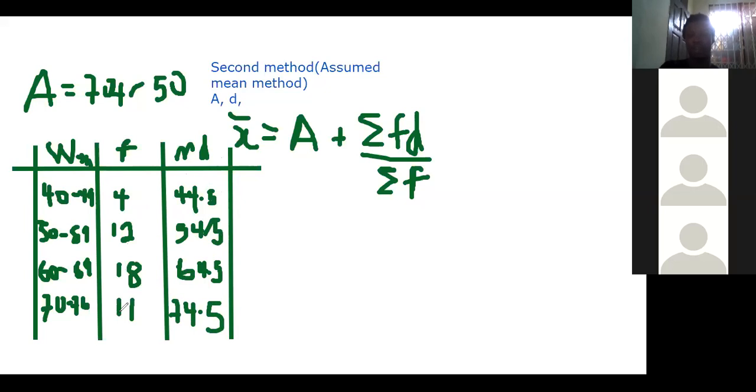Already, we know there's a frequency. So we first have to find the sigma, the summation of our frequency. What are you getting for the summation of our frequency? You said 60. Oh, this is not up to 60. 4, 12, 18, 11. 45.